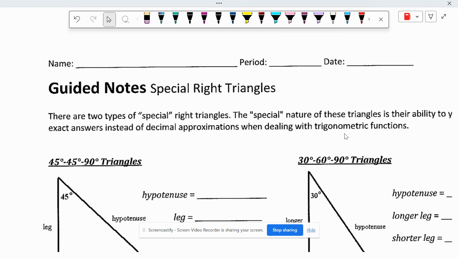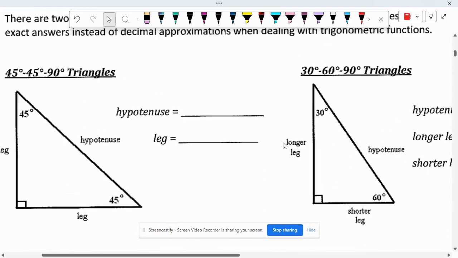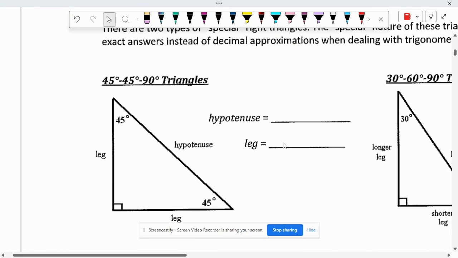All right, so today's lesson, we're starting Unit 5. Today we're talking about special right triangles. Whenever we have special right triangles, there are two of them.